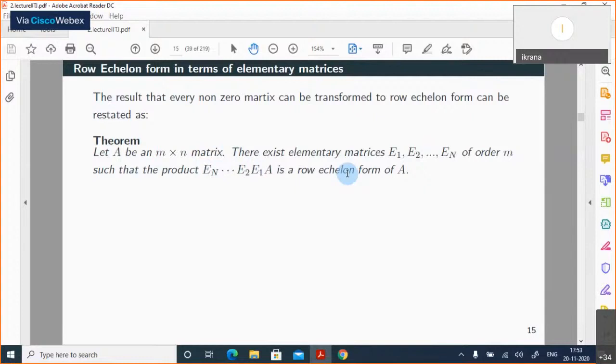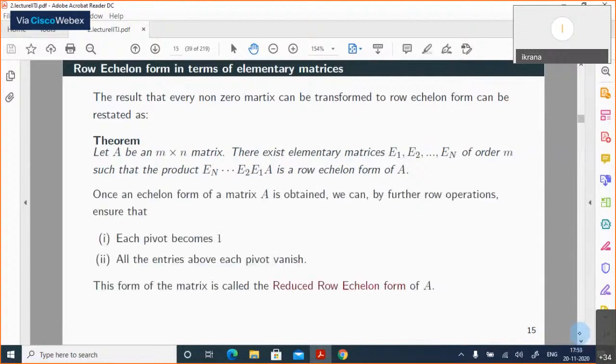So in terms of matrix multiplication, the row equivalent form of A will look like A pre-multiplied by E1, E2, and En. So that is rewriting the process of bringing a matrix to a row equivalent form via matrix multiplication.